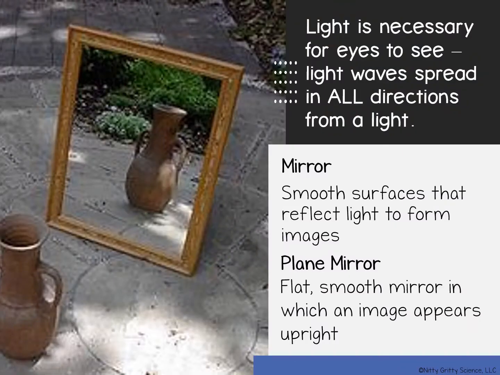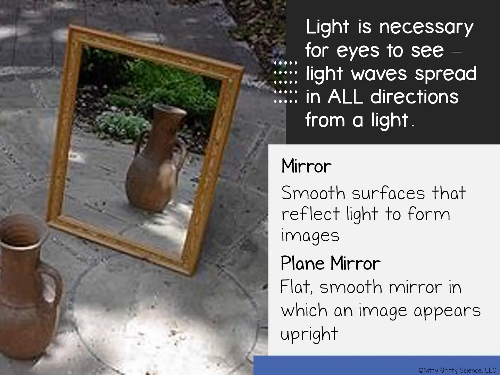Mirrors. Light sources send out light waves that travel in all directions. These waves spread out from the light source, just like if you were to throw a rock in the middle of a pond and create ripples on the surface of the water. In this section, we're going to discuss these light waves and how they reflect off of mirrors, which are smooth surfaces that reflect light to form images.